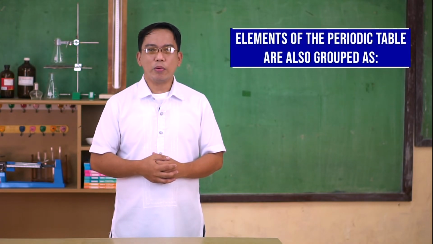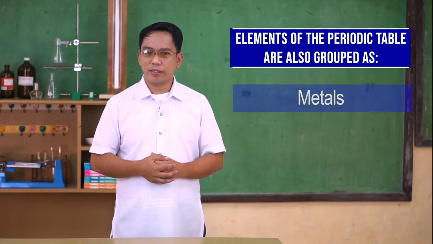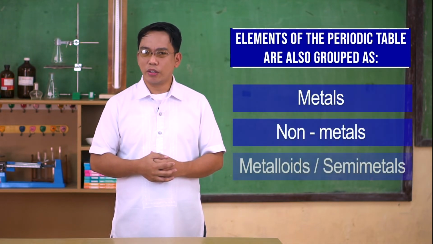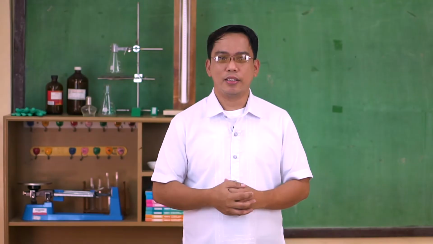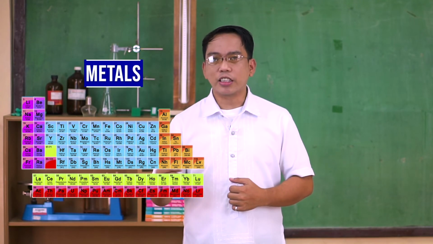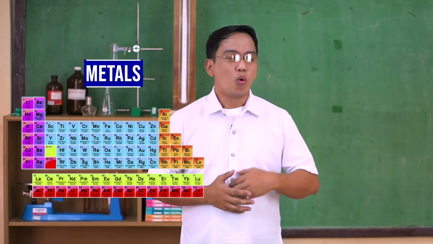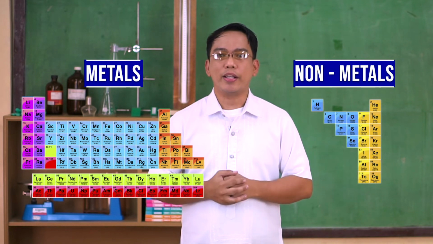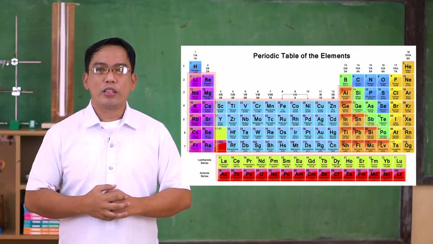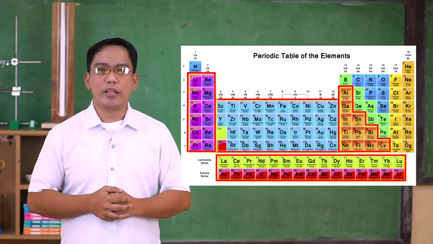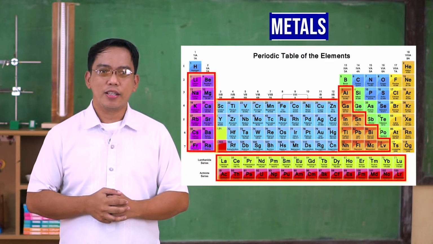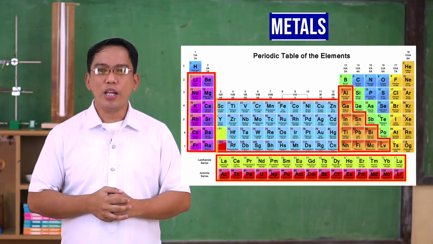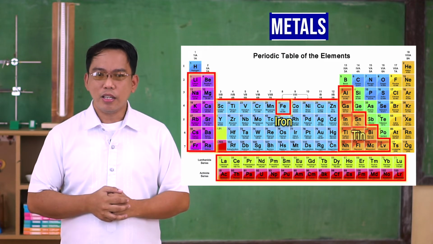Elements of the periodic table are also grouped as metals, nonmetals, and metalloids or semi-metals. These elements are classified as metals, while these elements are classified as nonmetals. The majority of the elements on the left side of the table are metals. Examples of metals include iron, tin, sodium, and plutonium.